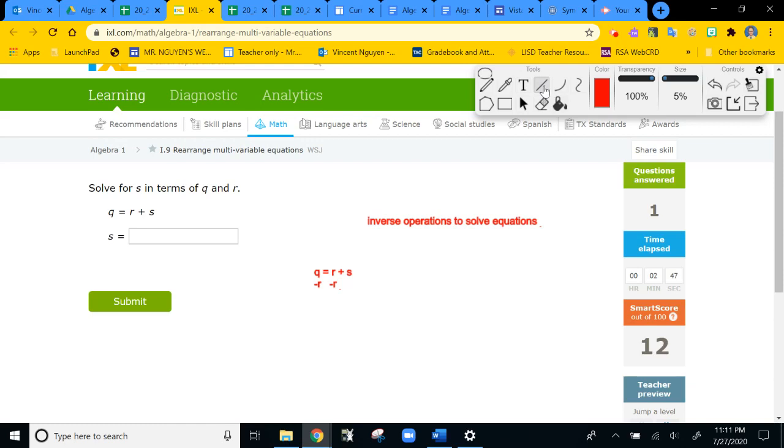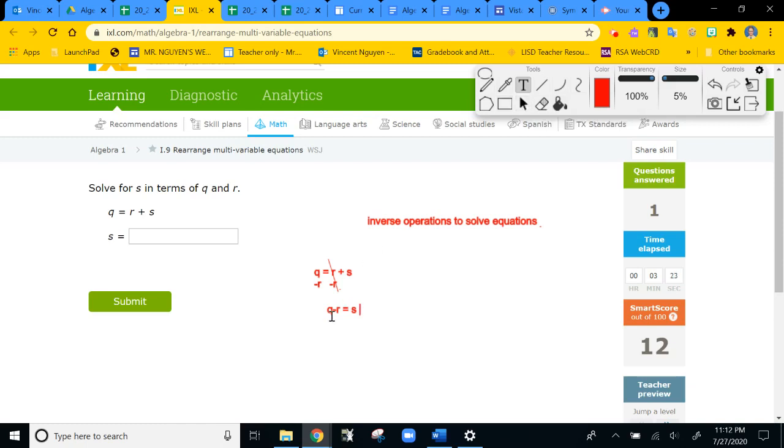That way, the R goes away from this side, and what I end up with is Q minus R equals S. So this becomes an equation where S is by itself. In the original equation, the Q is by itself. This practice gets you used to manipulating your equations and solving for the variables that you want.